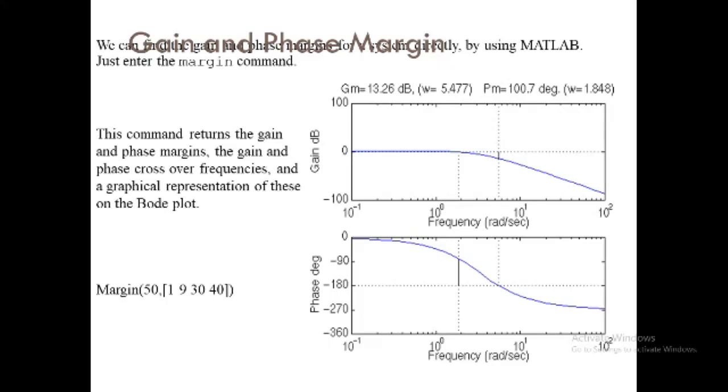This command basically returns the gain and phase margins and the gain and phase crossover frequencies, and a graphical representation of these on a particular Bode plot. So this gain margin is equal to 13.26 dB at omega equal to 5.477, and this value of phase margin, that is PM, is equal to 100.7 degrees at omega equal to 1.848.